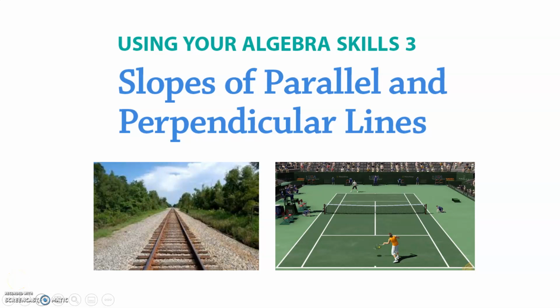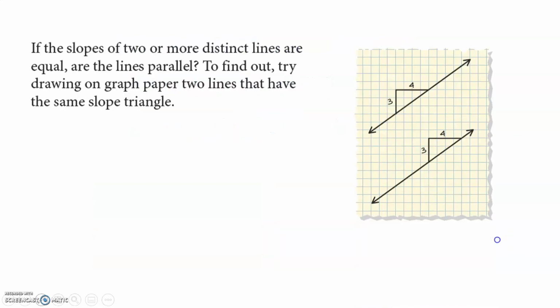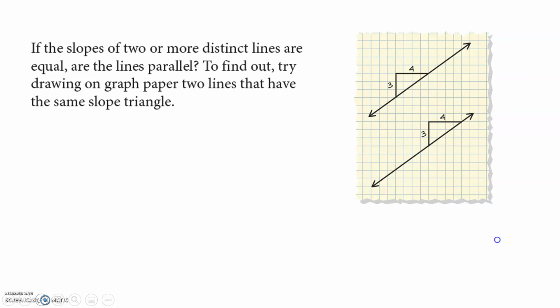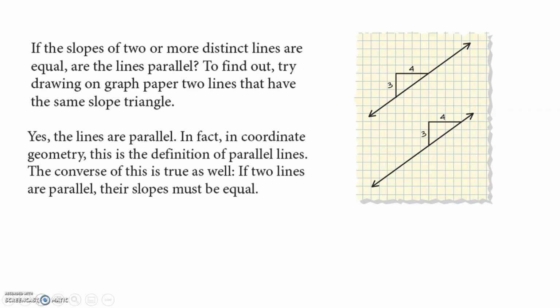Remember that at the end of every chapter, our textbook has an algebra skills review. So at the end of chapter 3, we have a review of algebra, and it is concentrating on the slopes of parallel and perpendicular lines. If the slopes of two or more distinct lines are equal, are the lines parallel? To find out, try drawing on graph paper two lines that have the same slope triangle.